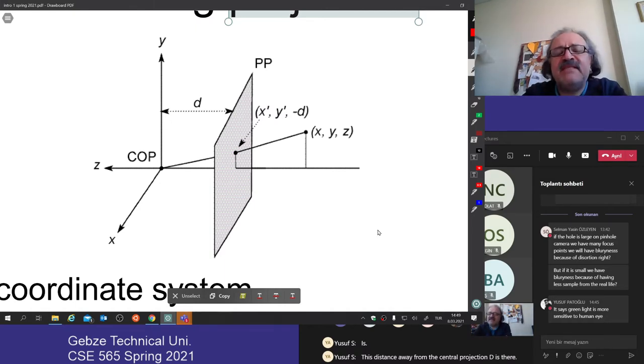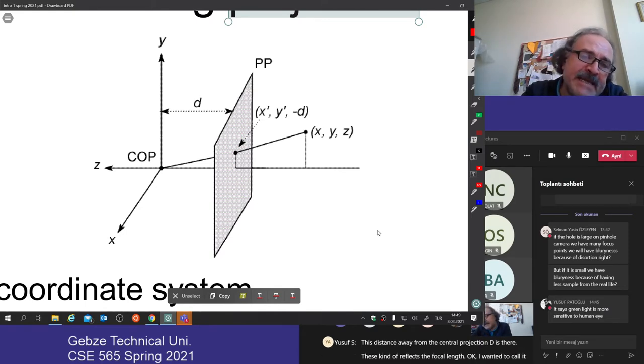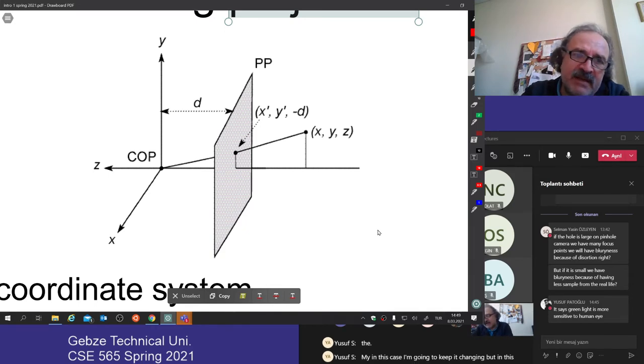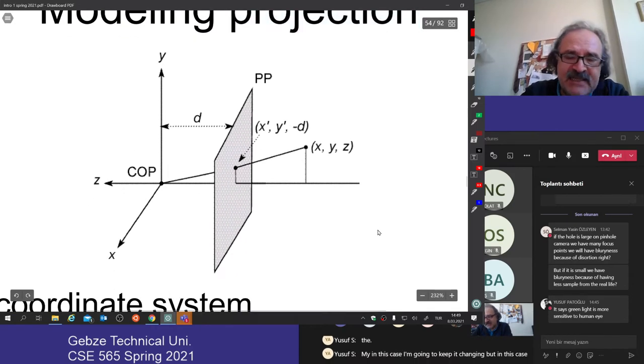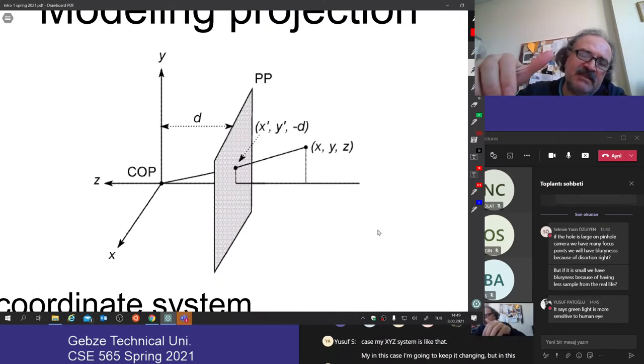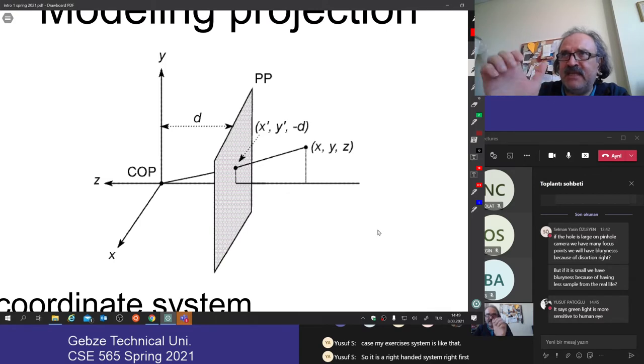D kind of reflects the focal length. Okay, I'm going to call it D. In this case, my XYZ system is like that. So it is a right-handed system, right? First, what is my right-handed system?